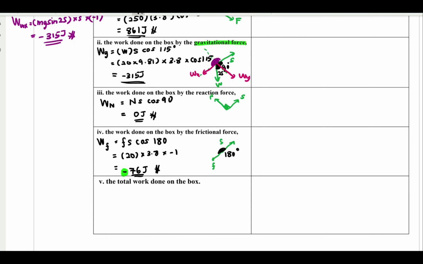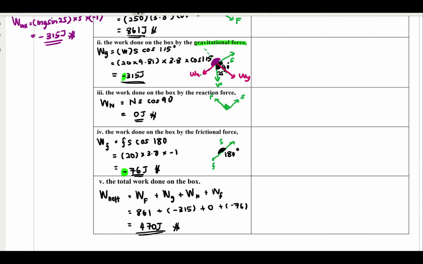So kalau soalan minta kita kira the total work done on the box ataupun the net work, alright? So it should be the work done by the external force F tambah dengan the work done against the gravitational force Wg. Okay? This one we have negative value. Plus the work done by the normal, tapi dia kosong tadi kan? Plus the work done by the frictional force. Okay? So 861 plus negative 315 plus 0 plus negative 76. Okay? And then the answer should be 470 joule.